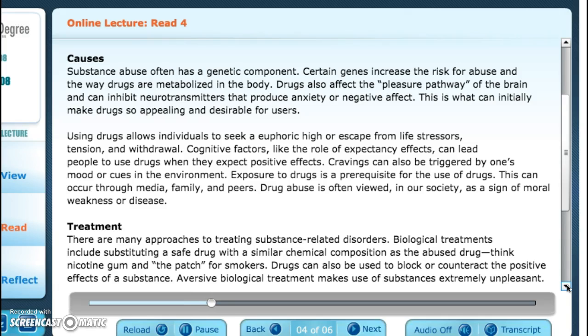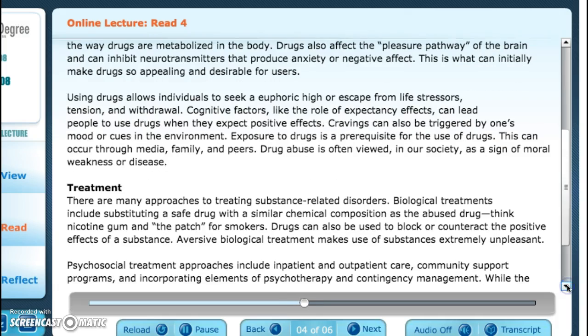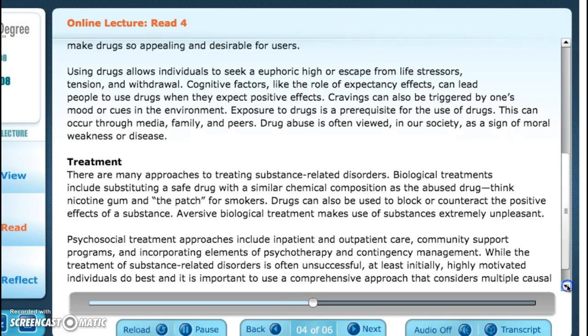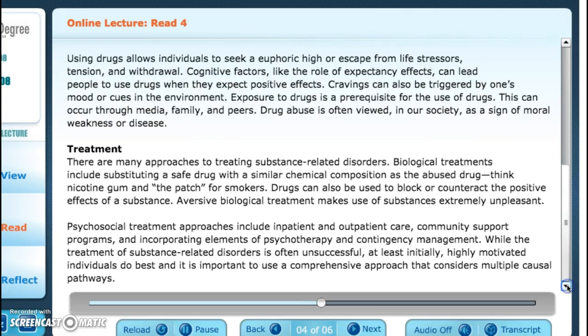Using drugs allows individuals to seek a euphoric high or escape from life stressors, tension, and withdrawal. Cognitive factors, like the role of expectancy effects, can lead people to use drugs when they expect positive effects. Cravings can also be triggered by one's mood or cues in the environment. Exposure to drugs is a prerequisite for the use of drugs. This can occur through media, family, and peers. Drug abuse is often viewed in our society as a sign of moral weakness or disease.